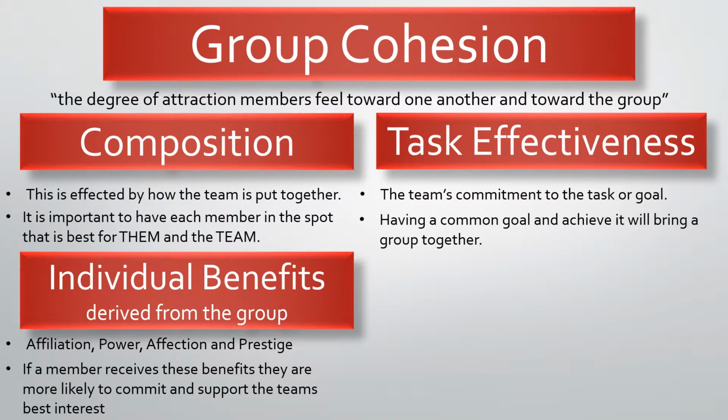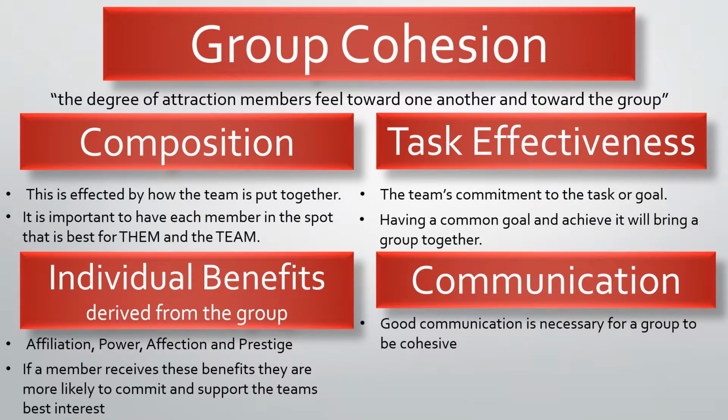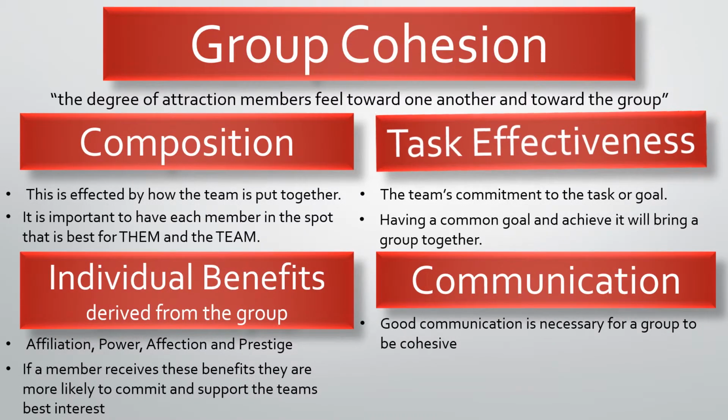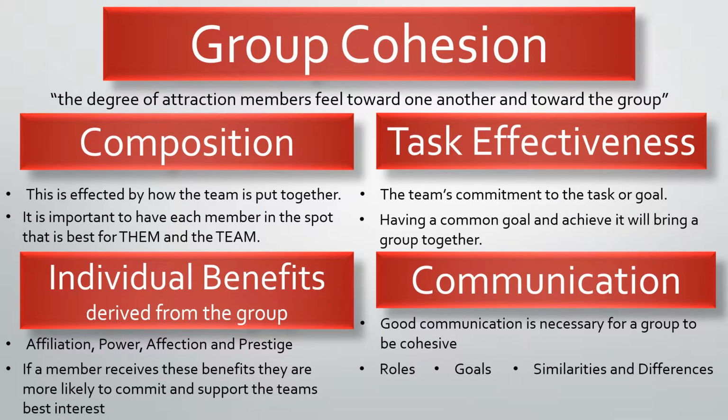Although these strategies will help a group come together, good communication is necessary for a group to be cohesive. Communication is used to make sure that individual needs are met and that tasks are being accomplished. It is used to determine which roles members have and how they decide on a goal, along with similarities and differences. It is also used to work through conflict and convey affection. Good and effective communication is the base for group cohesion to build on.